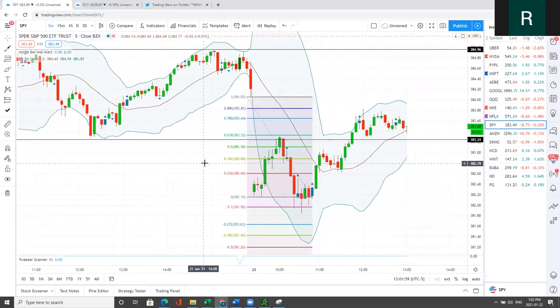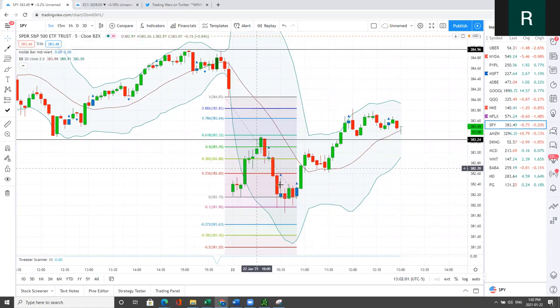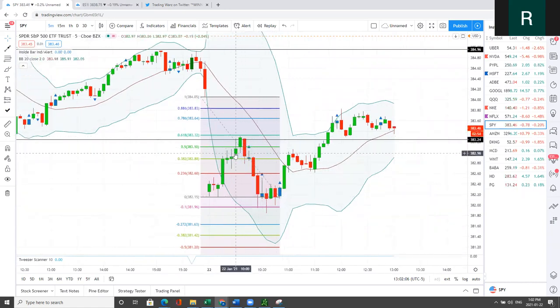And there were many ways to get involved. Personally, I took this inside bar short here. I made 3 times my money and I was done. But you could also just short below the low of this candle because you're against resistance, or even just short when this red candle closes to confirm. Okay, so there are multiple ways to get involved there.